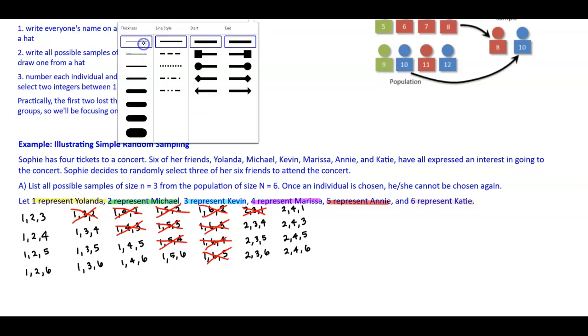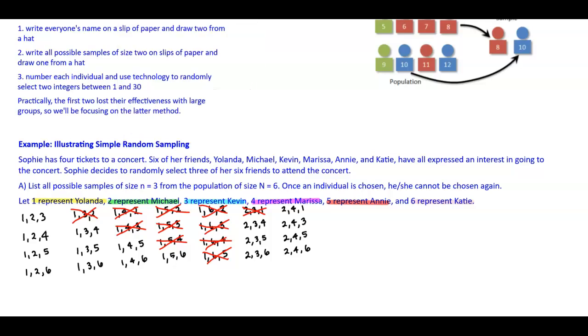Now, are any of these being repeated? Well, 2, 4, 1 is being repeated, so we're going to have to get rid of that one. 2, 4, 3 is repeated in the previous step, so we're not going to use that one. Okay, 2, 4, 5 hasn't been repeated, and 2, 4, 6 also hasn't been repeated.